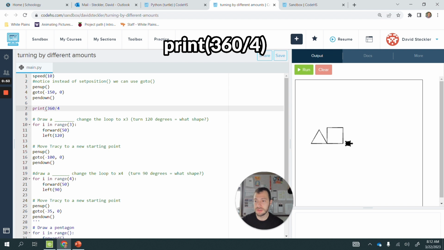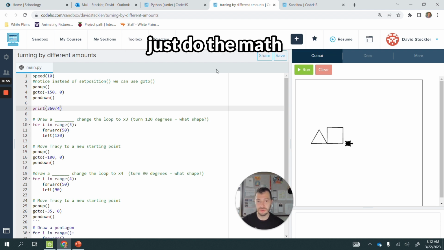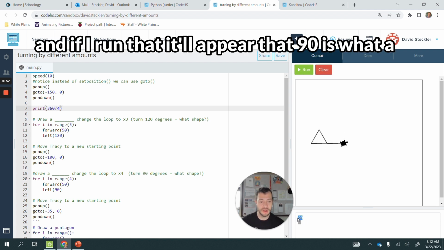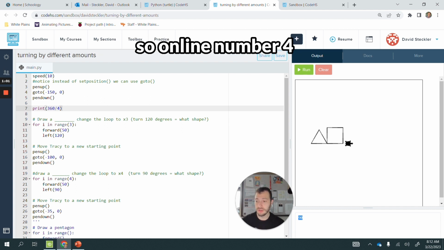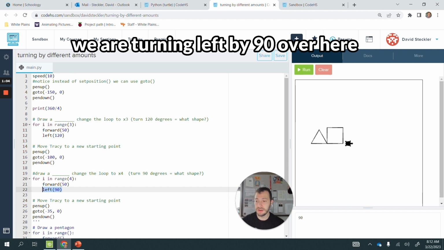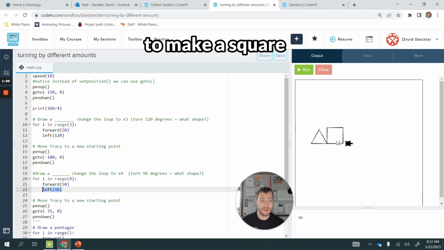So I can type print, and then in the parentheses, just do the math. And if I run that, it'll appear that 90 is what a 4-sided figure would need. So on line number 4, we are turning left by 90 over here to make a square.